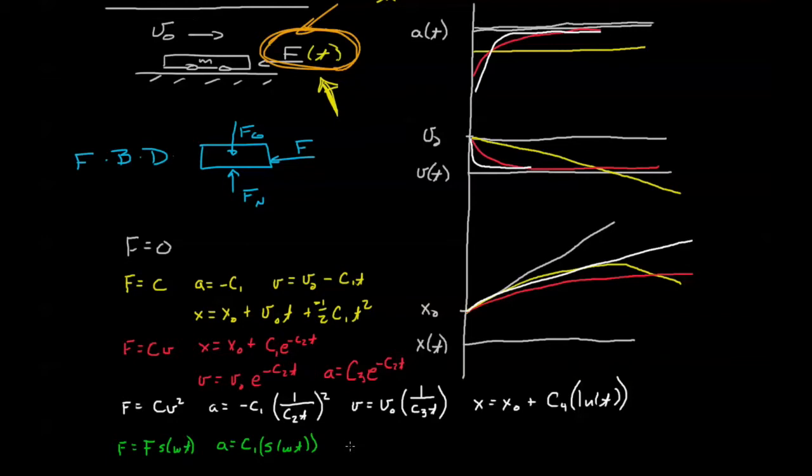The velocity is going to be v0 plus some constant times cosine omega t. And finally, our position is going to be x0 plus c3 t plus c4 sine omega t. Now let's take a look really closely at what happens with the sinusoidal force.